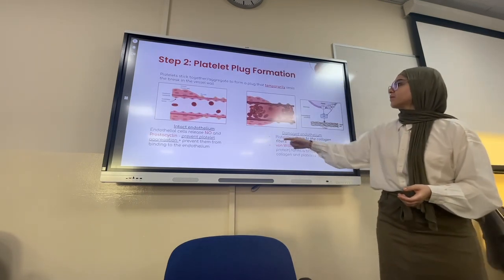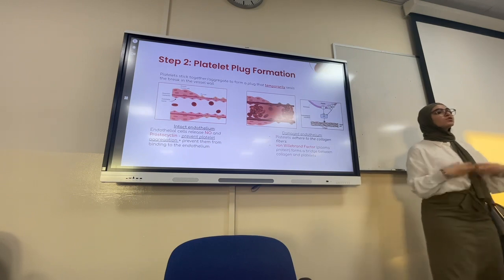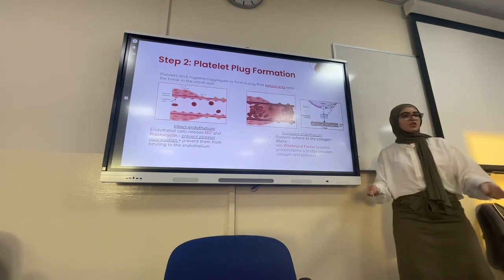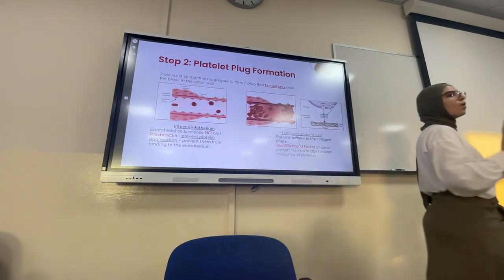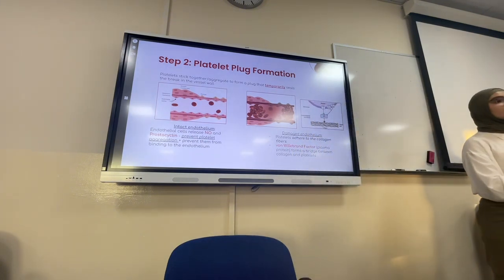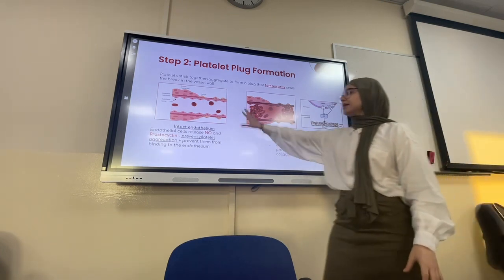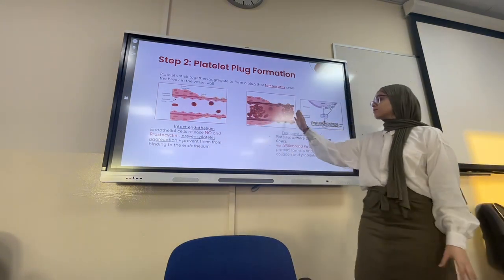Now, the second thing that's going to happen is the platelet plug formation. We said there are two chemicals that prevent the platelets from aggregating on their own. What were they? Nitric oxide and prostacyclins. Perfect. So that's in the intact endothelium. Now, what if there's an injury?